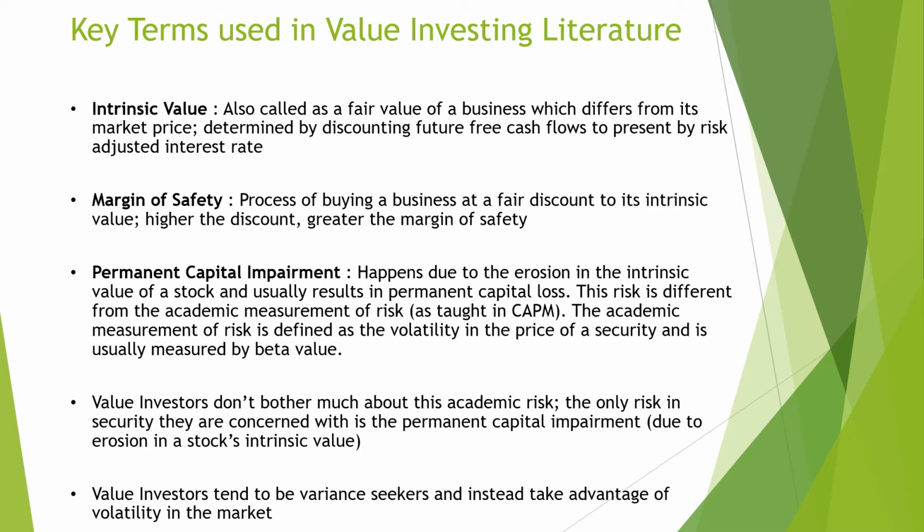Now, the key point in this particular video is this permanent capital impairment, and I think it is very often the most important concept or the most important point that value investors always keep in mind. It basically happens due to the erosion in the intrinsic value of a stock and results in permanent capital loss. So, for example, if there are some inherent problems in the business which are not temporary but more permanent in nature, what happens is usually the price may or may not dip, but definitely there is a dent in the intrinsic value of that stock.